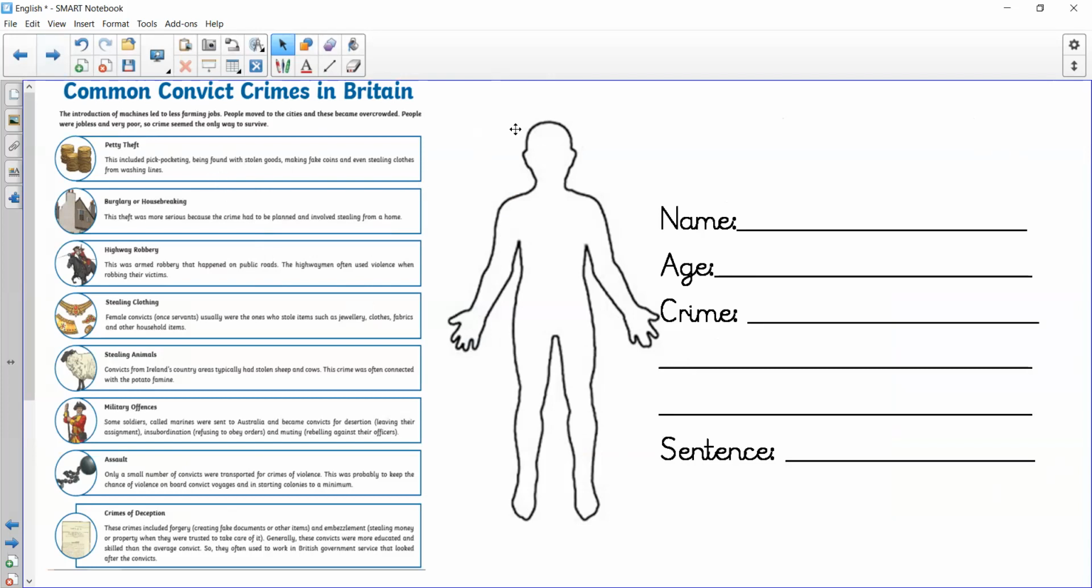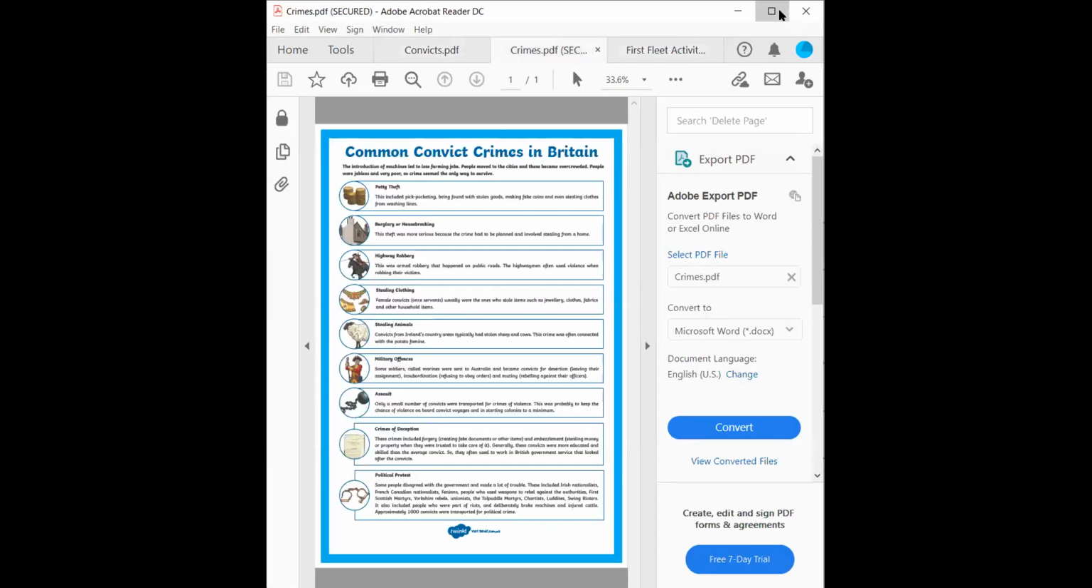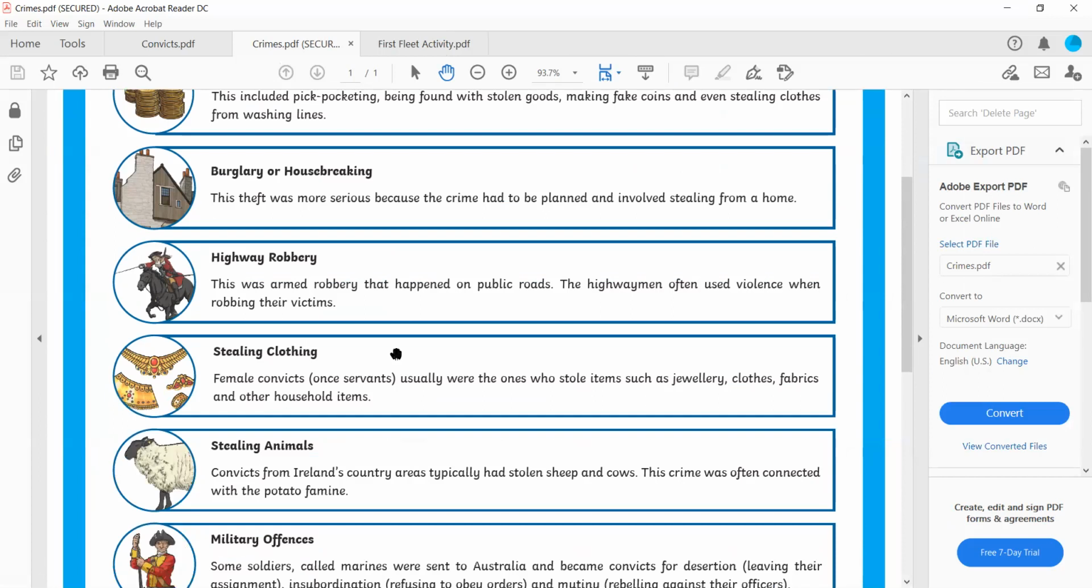So if I just show you that, I just need to share a different screen with you. Where is it? This one. No, that one there. So let me just make that a bit bigger. There you go. So hopefully you can see that now. If not, I apologise.